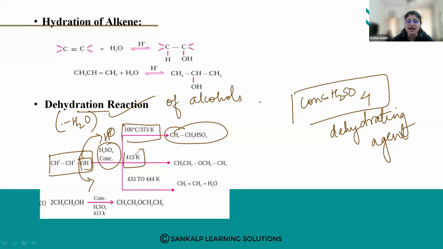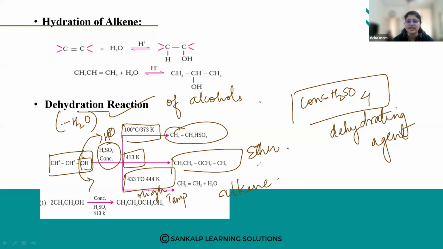If the reaction condition is 413 Kelvin, then you obtain an ether. At this particular condition, you obtain an ether. And if it is at a very high temperature, from 433 to 444 Kelvin, then you obtain an alkene. So like this, the dehydration of alcohols takes place. Depending upon the reaction condition, alkenes or ethers are produced. At 433 or 443 Kelvin, you get your alkene, and at 413 Kelvin, you obtain the ether. So when you react alcohols with excess of concentrated acid, you obtain ethers or alkene respectively. Okay, fine.